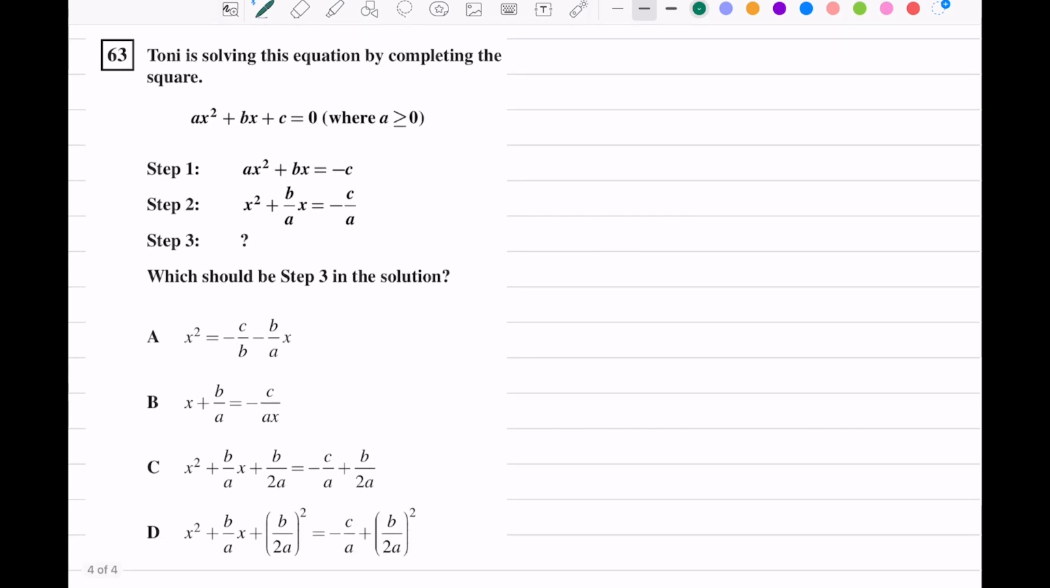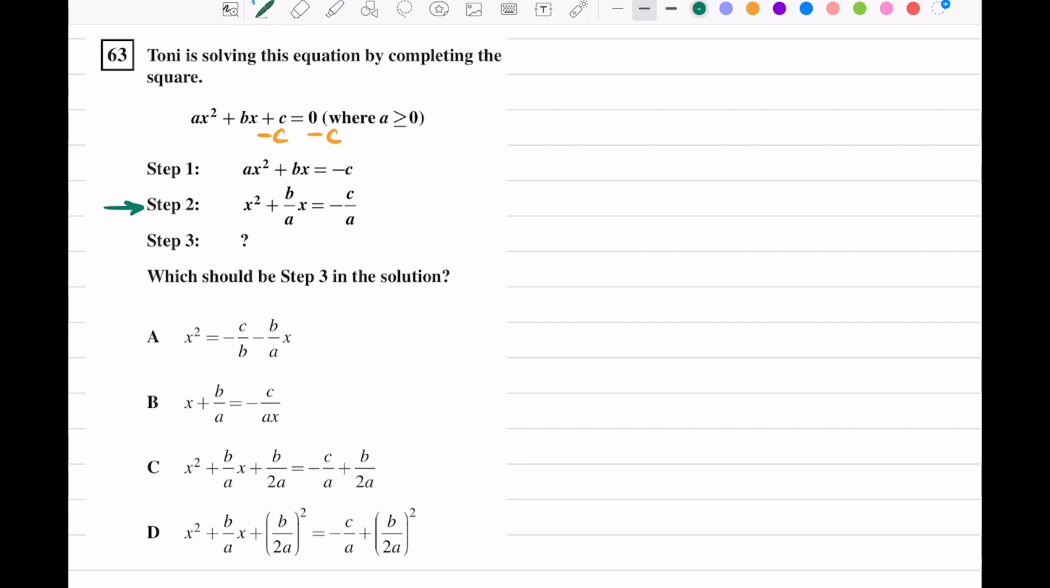Tony is solving this equation by completing the square. Ax squared plus bx plus c equals 0, where a is greater than or equal to 0. And we have 3 steps here, and the question asks which should be step 3 in the solution. So let's start from the beginning and follow Tony's work. So this is her original equation, ax squared plus bx plus c equals 0. So it looks like she moved the c to the right side, and she can only do that by subtracting c from both sides. Okay, that step looks good.